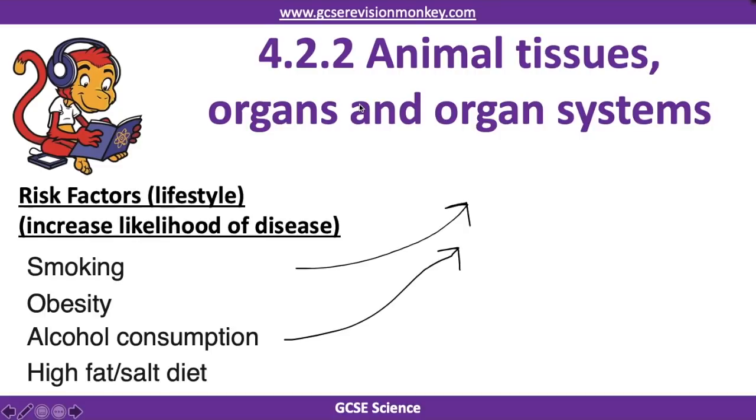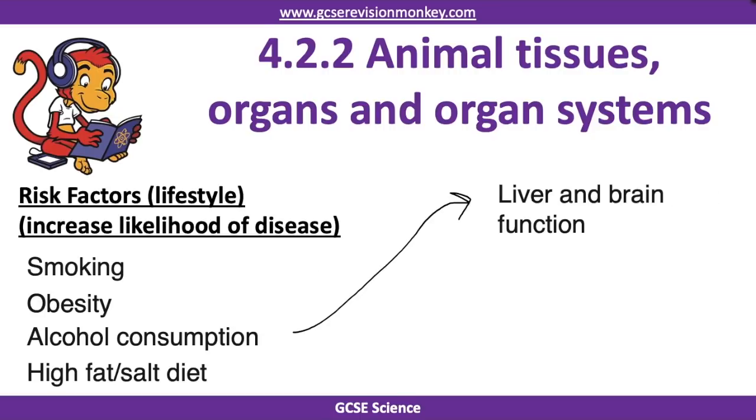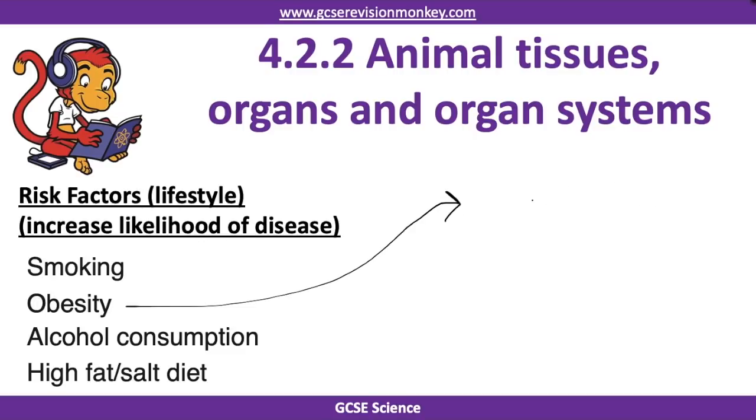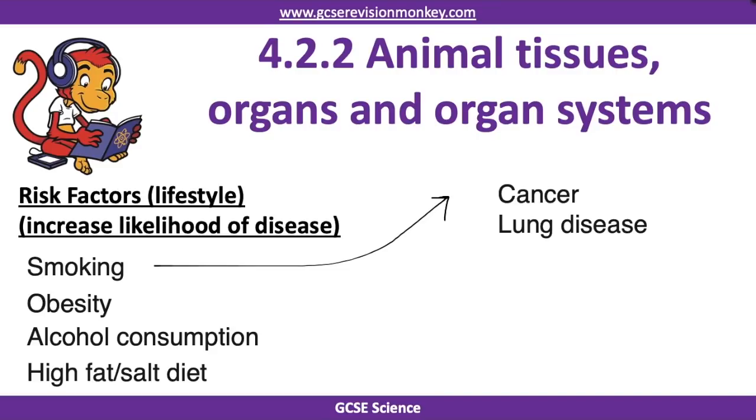So for example, smoking and alcohol can lead to disorders in unborn babies. If you smoke or drink alcohol during pregnancy, you can get underweight babies, you can get babies with fetal alcohol syndrome, for example. Alcohol consumption can also lead to liver and brain problems, so liver disease, for example, cirrhosis of the liver, and problems with your brain. Obesity can lead to type 2 diabetes, and can also put lots of pressure on the heart and contribute to heart disorders as well. Smoking can cause cancer and lung disease.